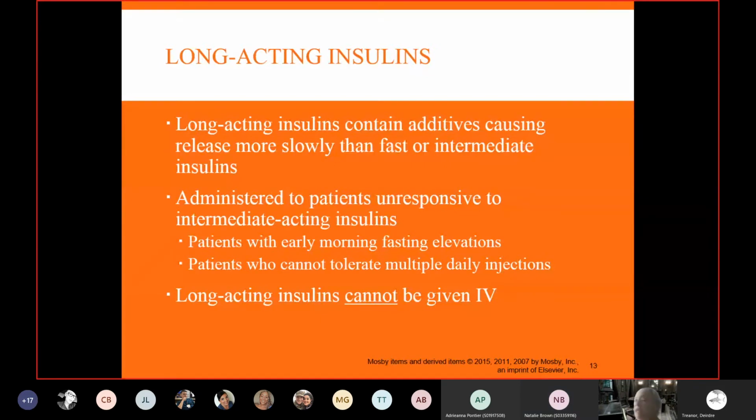A suspension is something that's suspending something in a liquid. So remember I said that we can only give regular. It doesn't have any additives suspended in it, so it can be given IV. But all the other insulins have additives in a suspension, and so they cannot be given IV. Thank you. You're welcome.